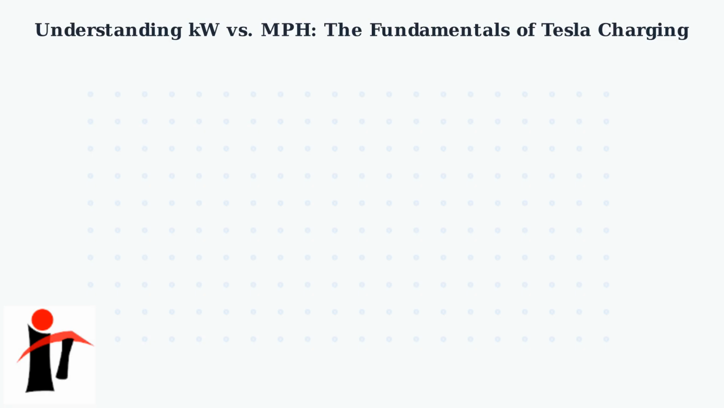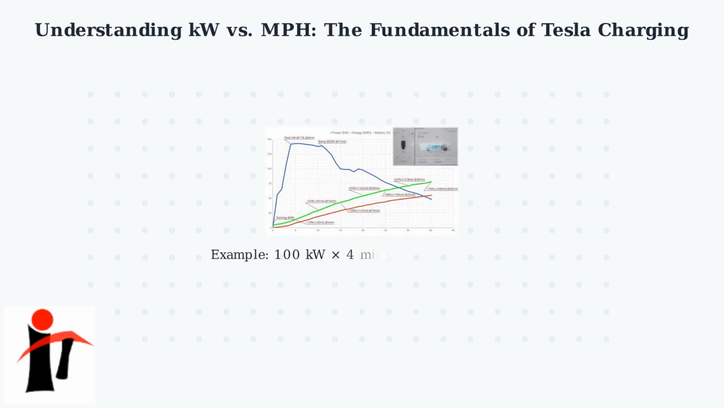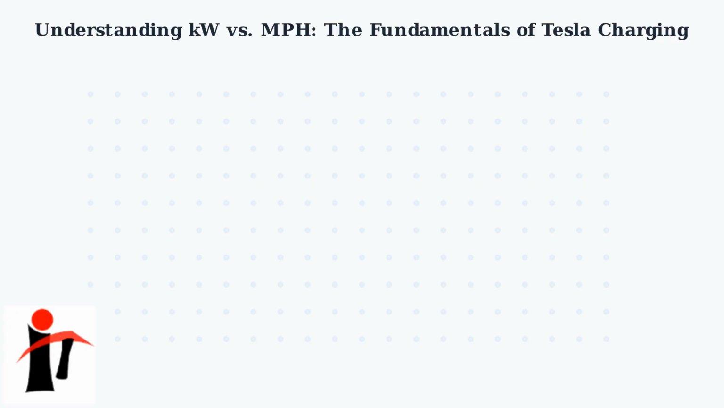The formula is simple: MPH equals kilowatts times miles per kilowatt-hour. Here's an example during Supercharging. At 100 kilowatts on a Model Y with 4 miles per kilowatt-hour efficiency, you'd gain about 400 miles per hour. The charging graph shows how power decreases as the battery fills, affecting the MPH rate.